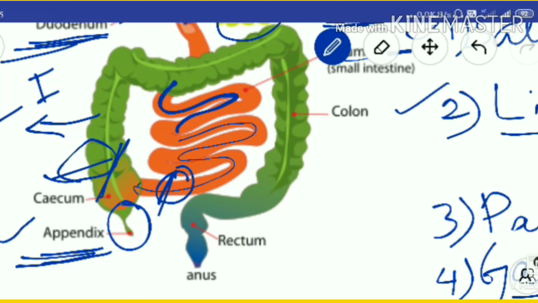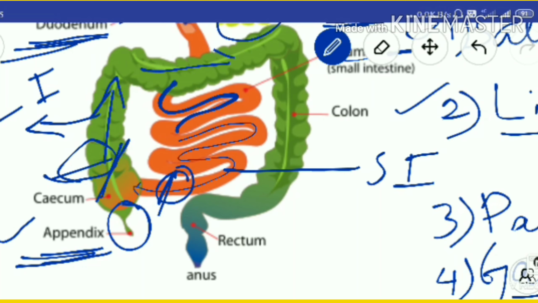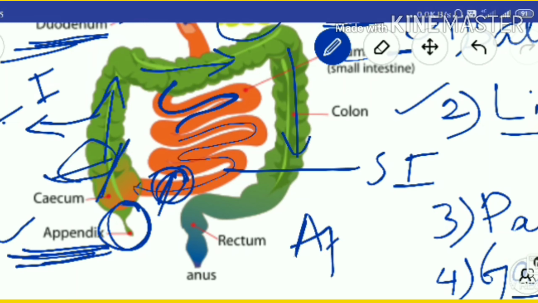The appendix is a functionless organ which is present at the junction of, see, this is the small intestine, and this structure, which I already discussed, is the ascending colon, transverse colon and descending colon. This is the large intestine. At the junction of the small intestine and large intestine, there is a structure called the appendix.